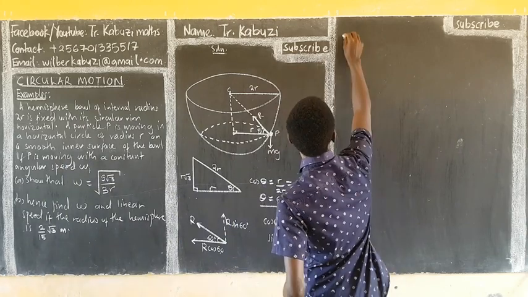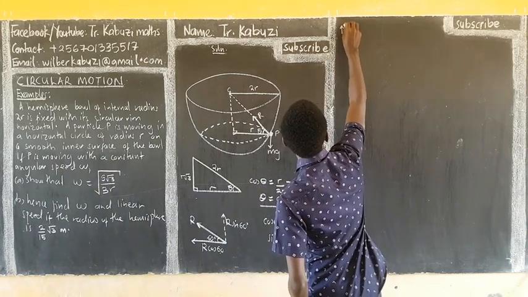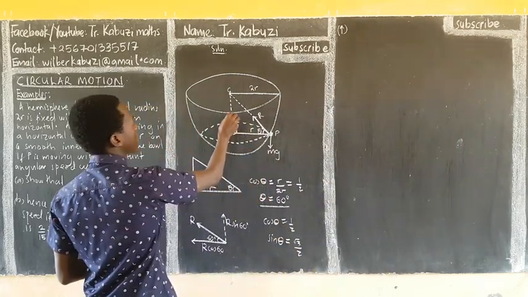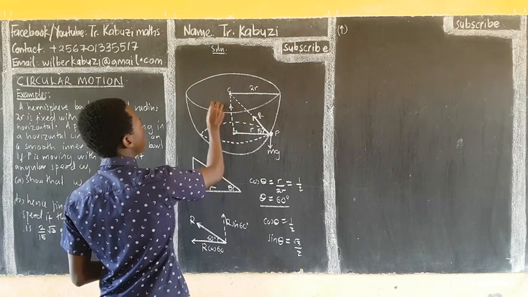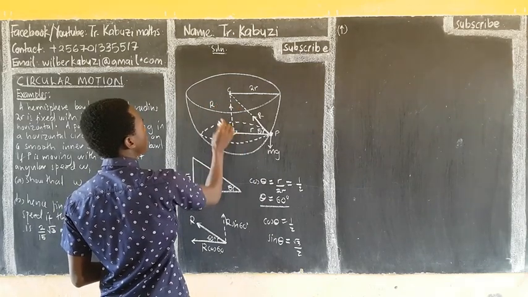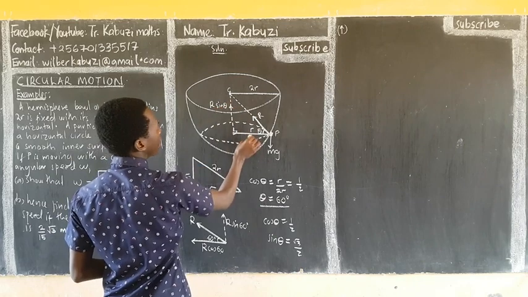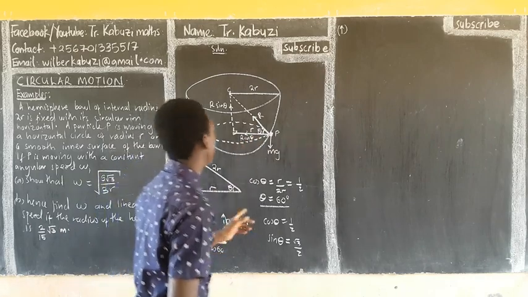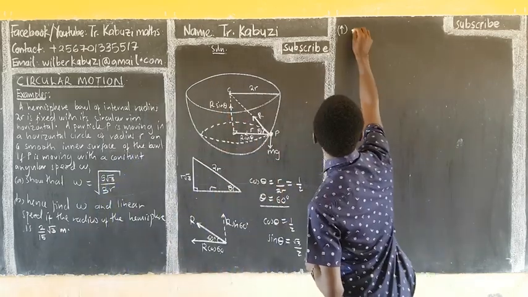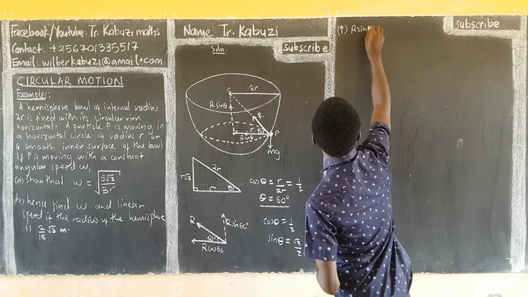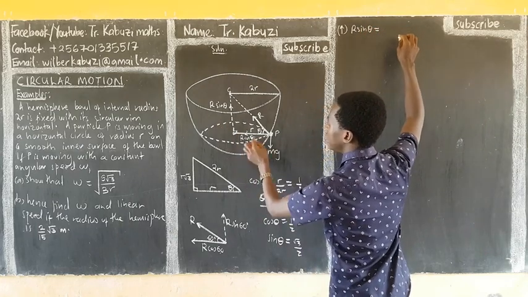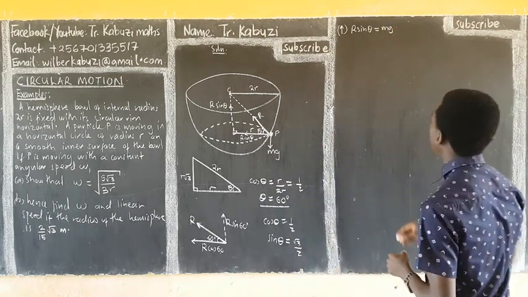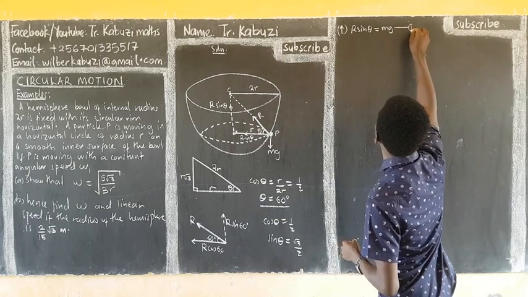Now, if I resolve vertically upwards, this force here is going to be R. Opposite is sine theta, so I'll have R sin theta here, and R cos theta here. So if I resolve vertically, my R sin theta is going to be equal to mg. I call this equation 1.